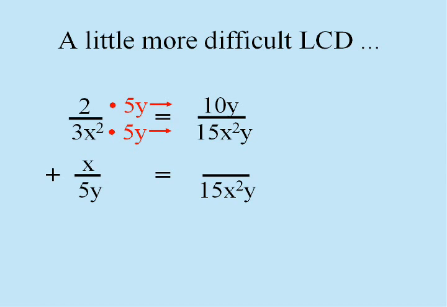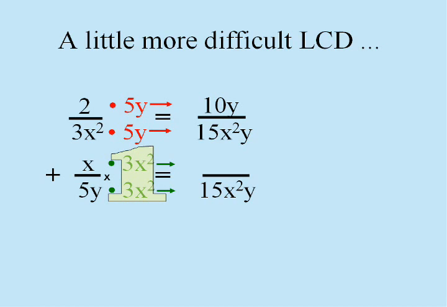And then in the other fraction, what did I do to go from 5y to 15x squared y? Who's new? Well, the 5 changed to a 15, so I had a 3. And that x squared came from nowhere. So I'm thinking 3x squared is what I multiplied by. And if I did it to the bottom, I have to do it to the top, thereby multiplying everybody by 1.